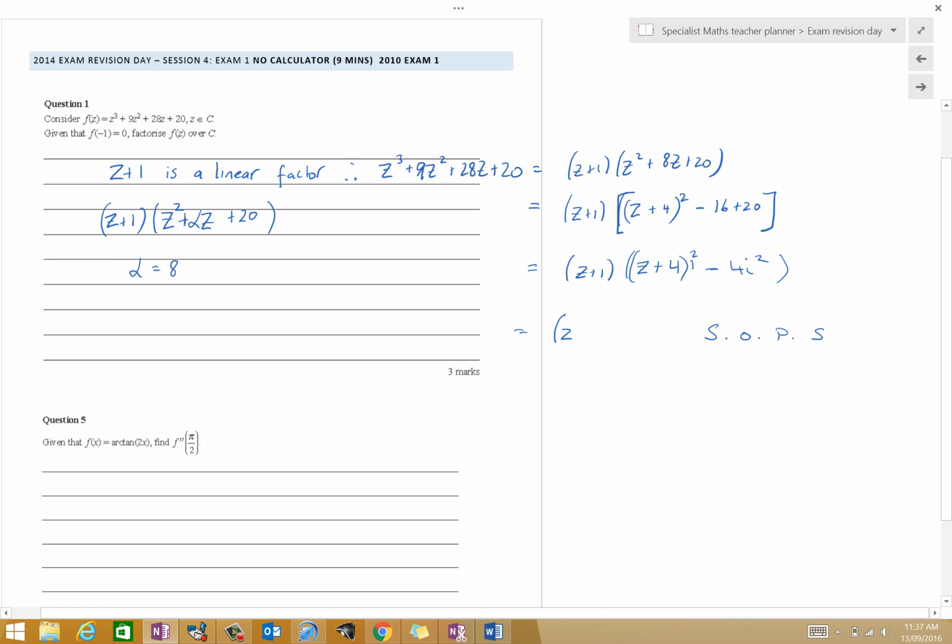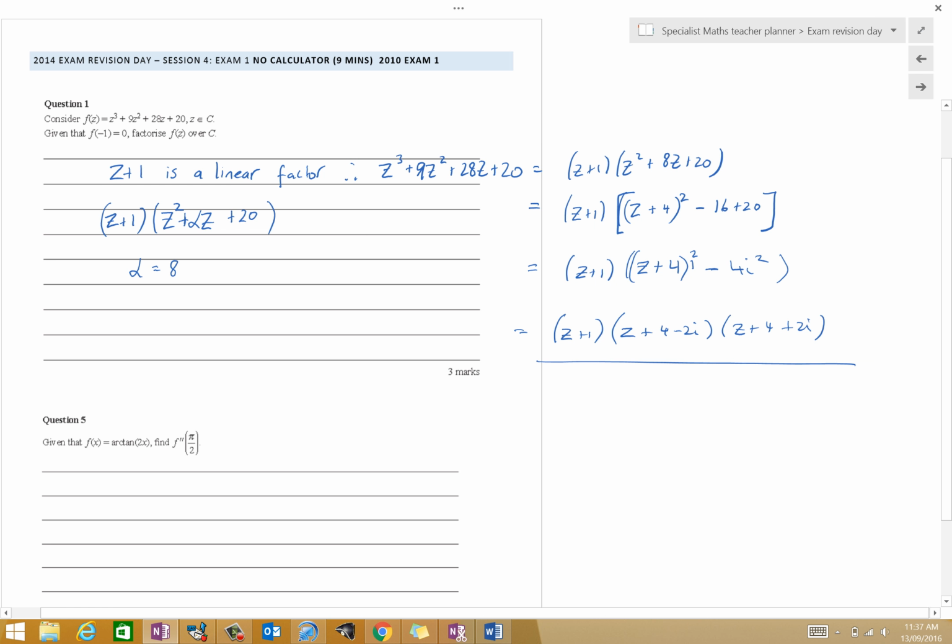So the answer is z plus 1, and then we change the sum of squares into a difference of squares. That's z plus 4 minus 2i, z plus 4 plus 2i. And it says here, factorise that. So we've now factorised. That's our answer.